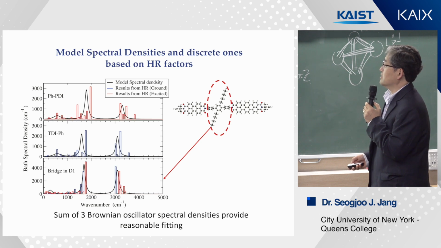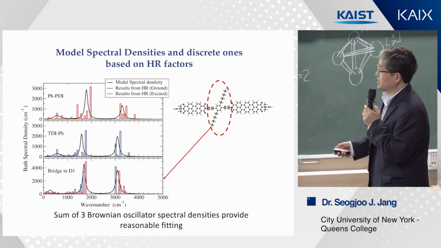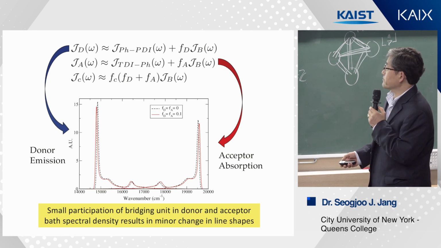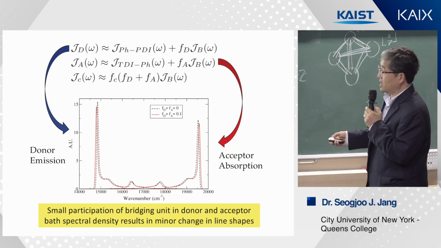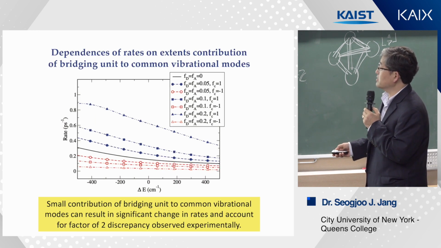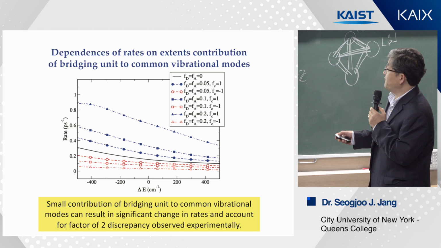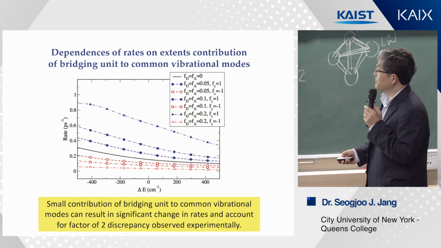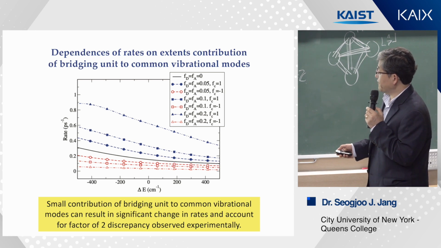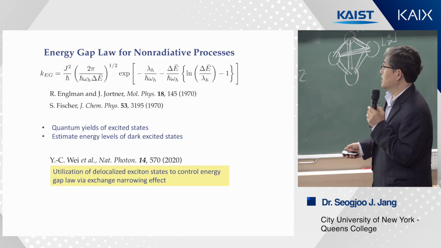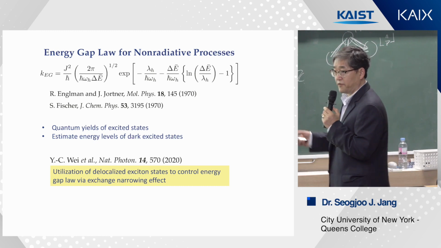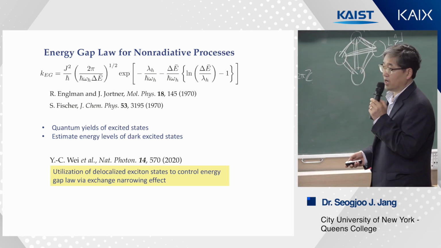So I was able to explain the major source of the difference. Based on our theoretical analysis, we find that the bridge unit has provided an additional source of vibration, and the effect of the bridge unit doesn't cause so much difference in the line shape. However, they actually result in a significant difference in the rate. And the difference between those two actually is sufficient to explain the deviation of the rate from the first theory.